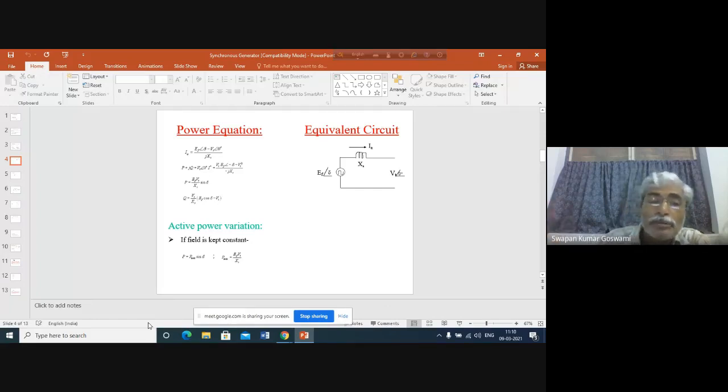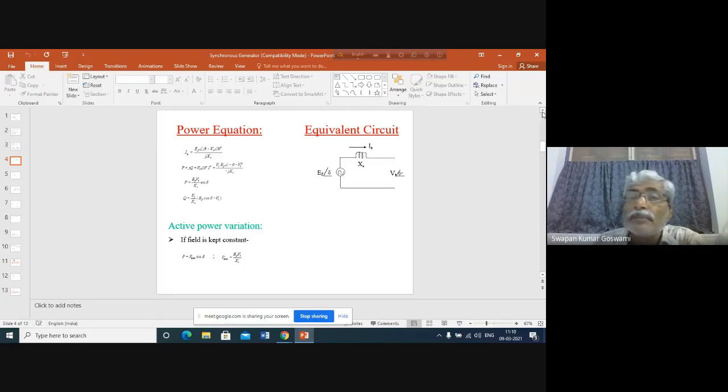Okay, so we now have arrived at this point where we know that delta, that means the phase angle difference between the terminal voltage and the generated voltage, this is the phase angle difference. This has to be controlled for controlling the active power. And what is this delta?